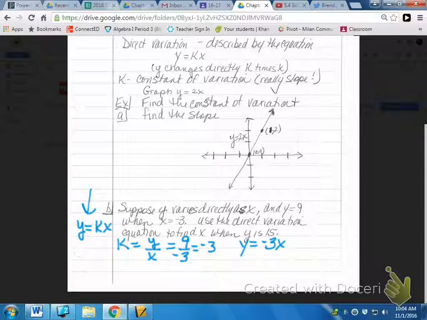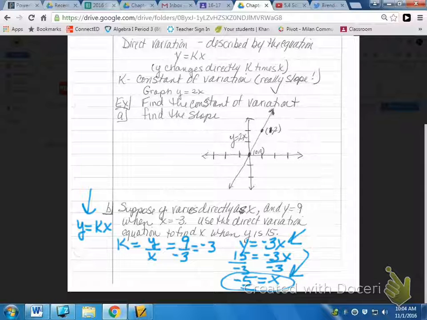What do you think I'm going to do? How am I going to figure this out? Plug in y. Plug in 15 for y. So let's do that. 15 equals negative 3x. How do I solve that? Divide by negative 3. So x would have to be negative 5. So we've answered the question. We've written the equation, and then we've answered what's the value of x when y is 15.